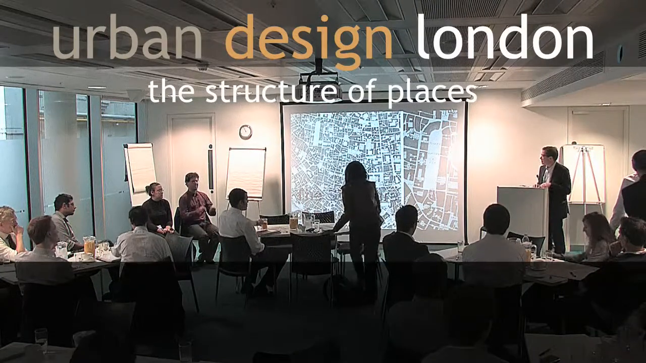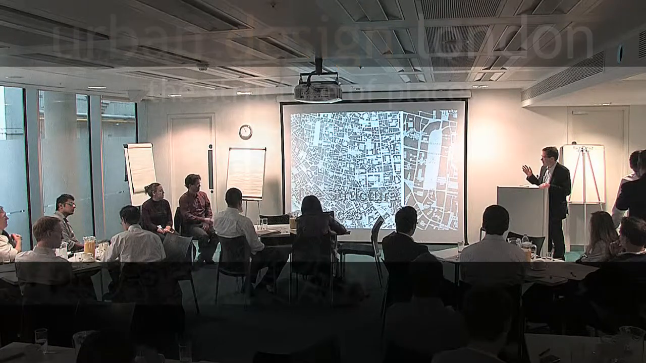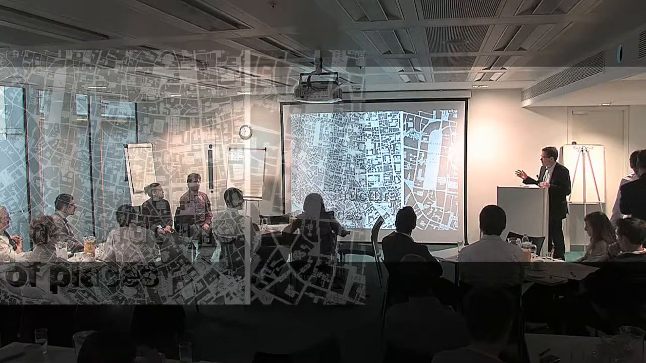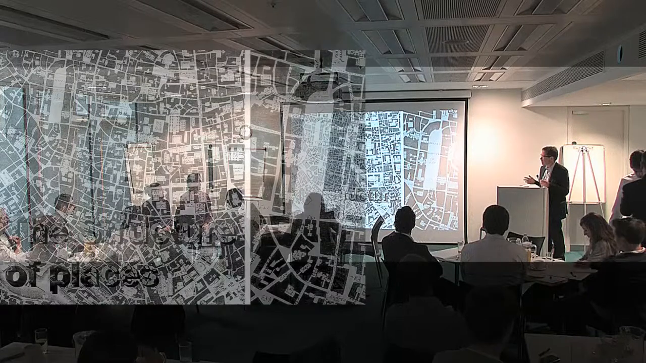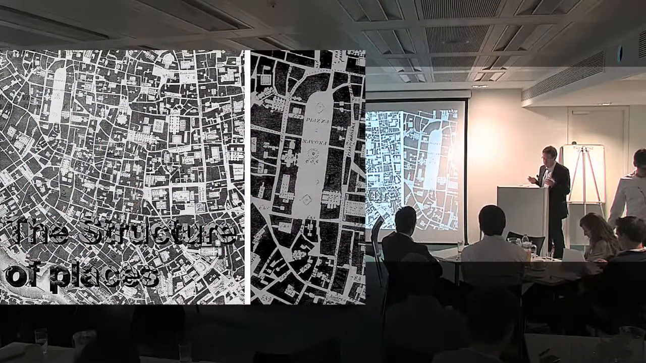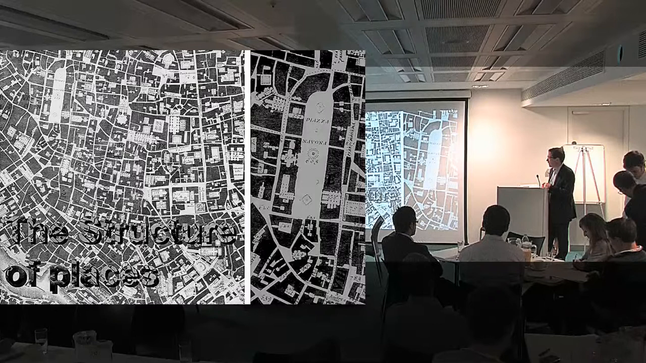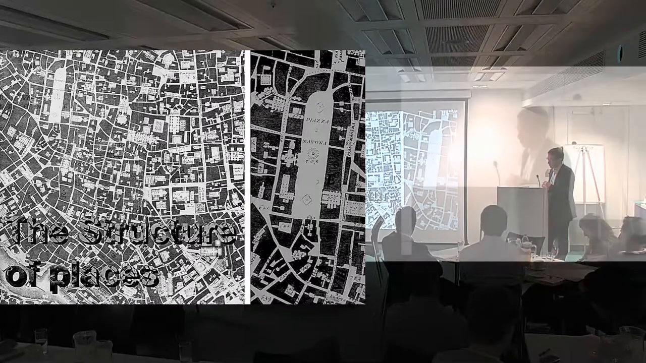Okay, moving fairly seamlessly on to the second part of this. As I was saying, we're starting now to think about how those, what were abstract objectives, continuity and enclosure, those are abstract nouns. We're starting to think about how we apply those objectives to actual places and the structure of cities as we find them. So the structure of places, we're calling this section of the talk.